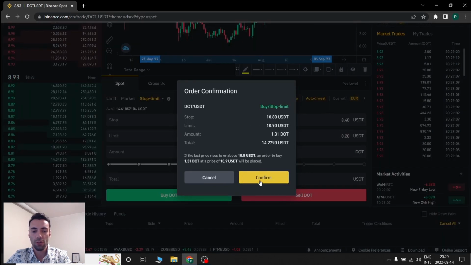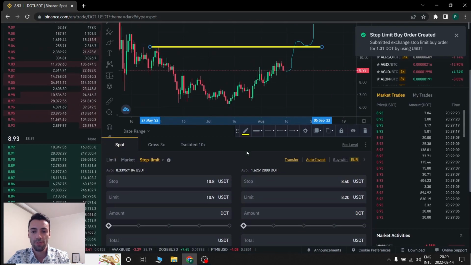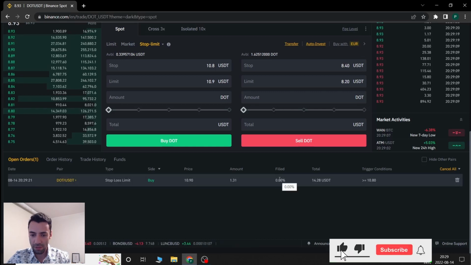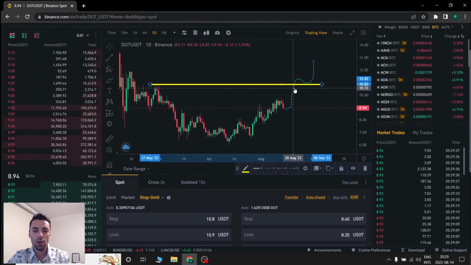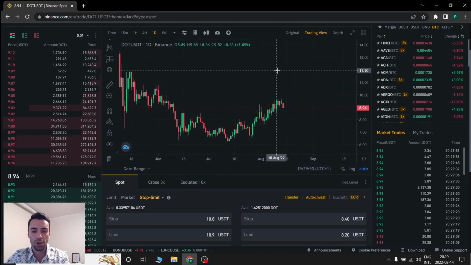So do you want to confirm it? Confirm, yes. And here we have the order here. So Polkadot, and it will buy at 10.9 maximum, which will be around 1.31, nothing filled yet, and it will be 14.28 USDT. So that was the description of stop limit, to have a limit, a stop loss for your orders. So let's clean up this chart.